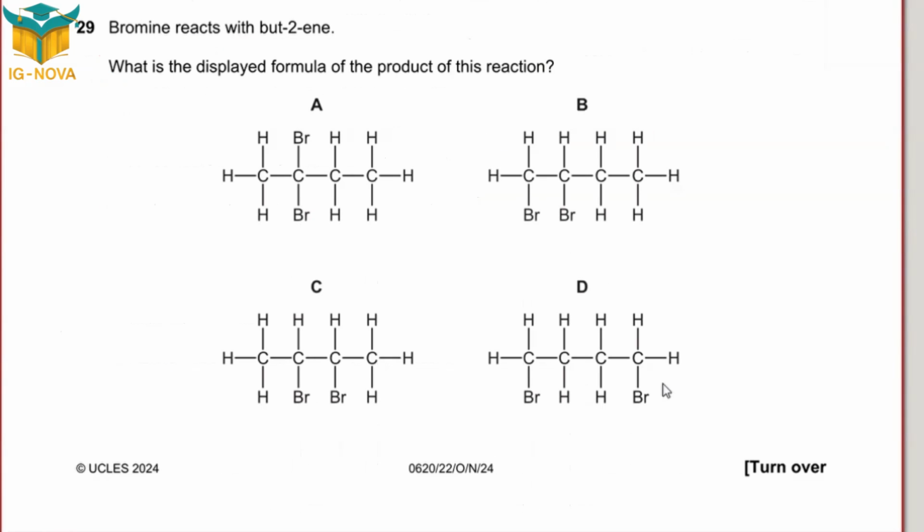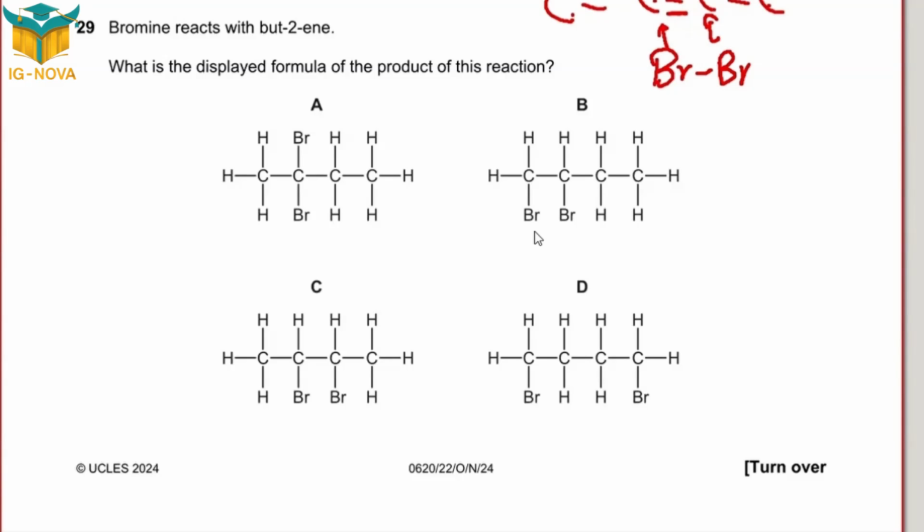Bromine reacts with butene. Butene, 1 2 3 4. Here there is a double bond, and the rest is hydrogen. It's an addition reaction with Br. We put Br here and Br here. It can be 1 and 4. It cannot be 1 and 3, impossible.